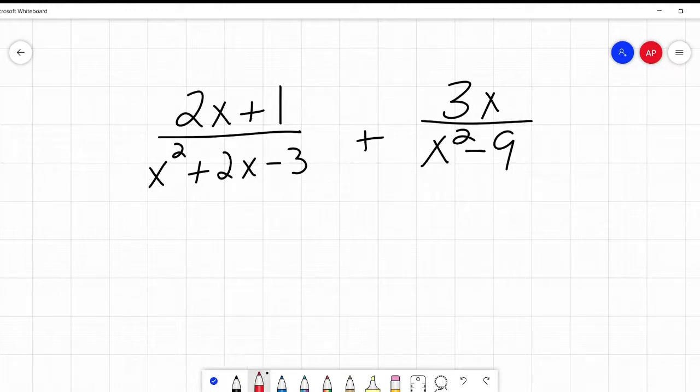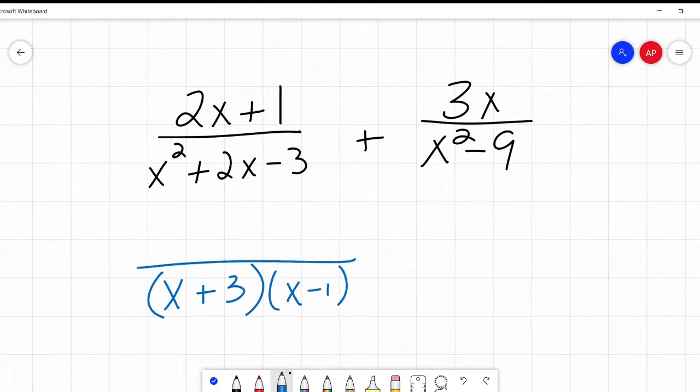So I'm going to assume that y'all know what I mean when I'm saying I want to factor this. I want to see what multiplies to negative 3 but adds to positive 2. So that is going to be x plus 3 times x minus 1.